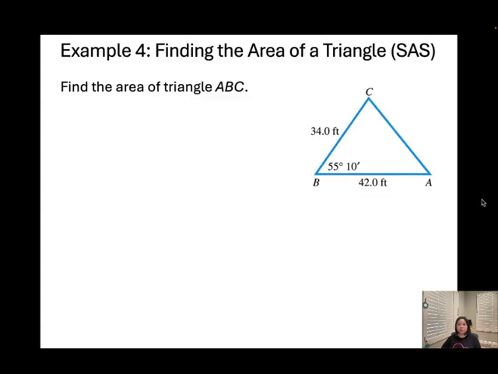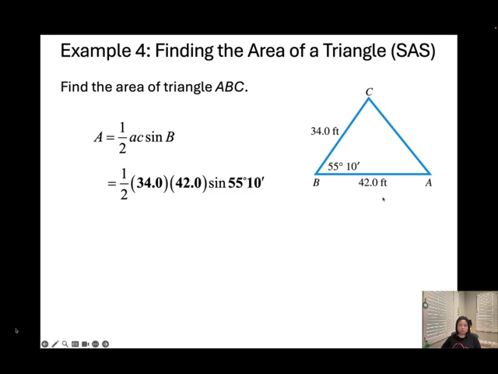Example 4. Finding the area of a triangle, SAS. So we could use the formula 1/2 ac and then sine angle B. Plug it in. Okay, we do have the degrees and the minutes here. We could convert it to decimal form. Remember how to do this, guys? You should have 55 plus 10 over 60. Then plug into your calculator. You should get 586 feet squared. Make sure the unit of the area will be square units.